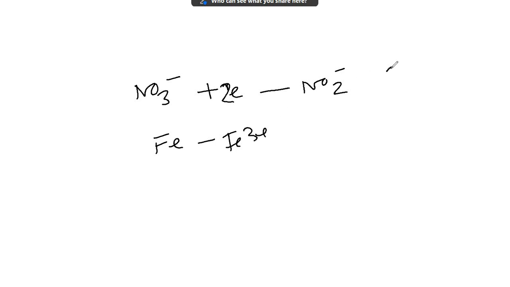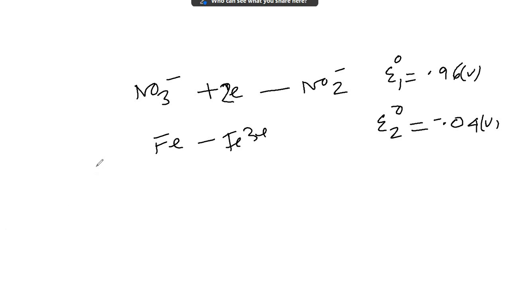In this case, E naught value is 0.96 volt. Reduction potential was minus 0.04. Oxidation potential will be what? I told you reduction and oxidation are equal in magnitude and opposite in sign. It will be minus 0.04 volt. Okay, so reduction was negative, so oxidation will be positive.